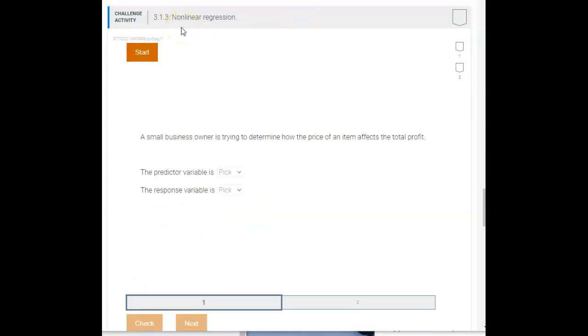And even if the relationship is not linear, our predictor and response variables are still going to be set up the same way. The thing that's being affected or responding in this case is total profit. And what is predicting the total profit and kind of driving the relationship in this case would be price. So that would make it our predictor variable.